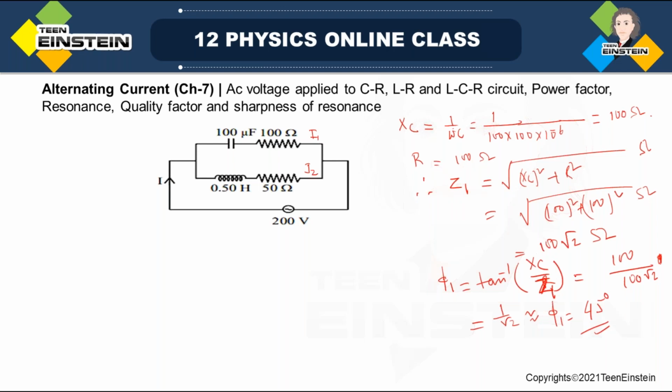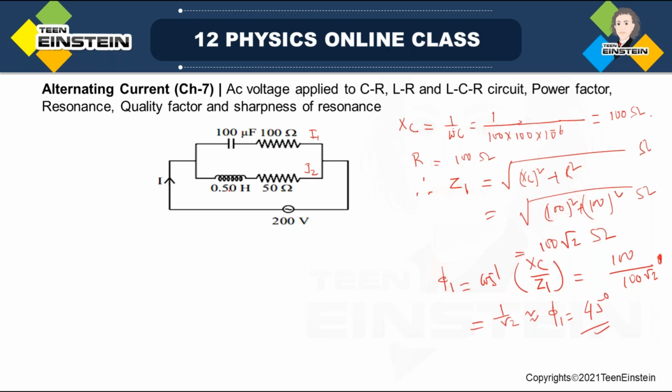So I'm sorry, this is not tan inverse, this will be cos inverse. This should be cos inverse. I hope you are remembering the figure. Cos inverse, and this is not R, this is Z1. Okay, now once we get this, similarly for the other branch also we can do that.